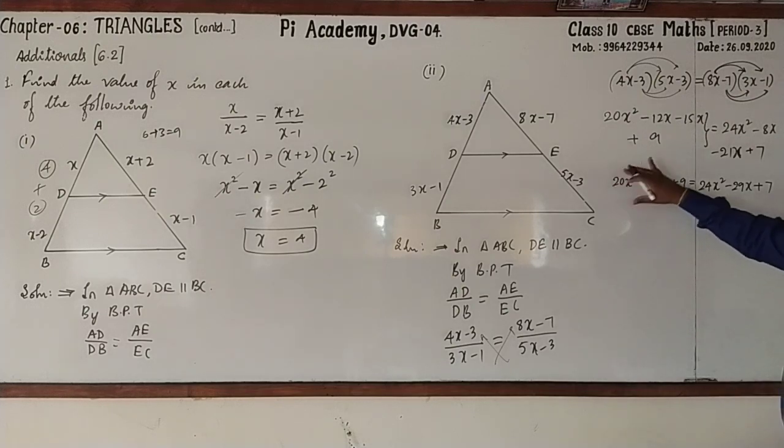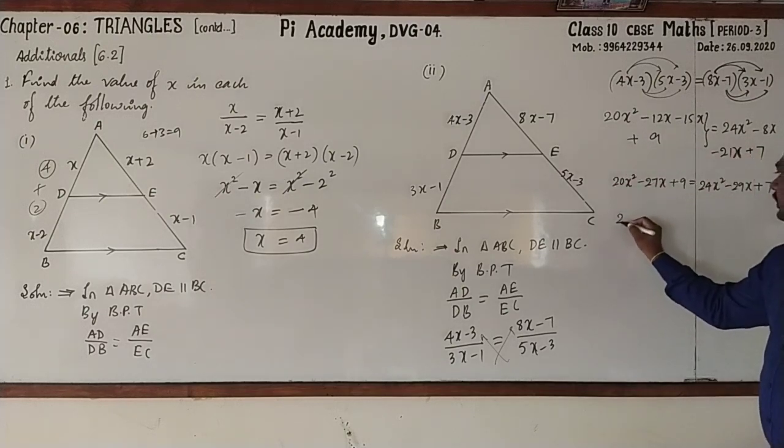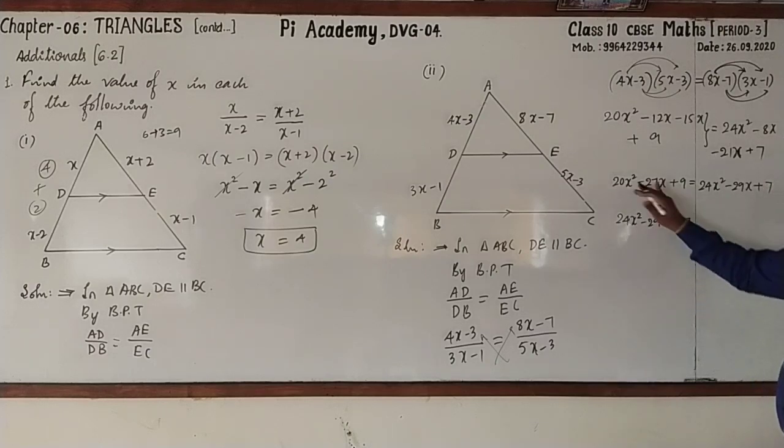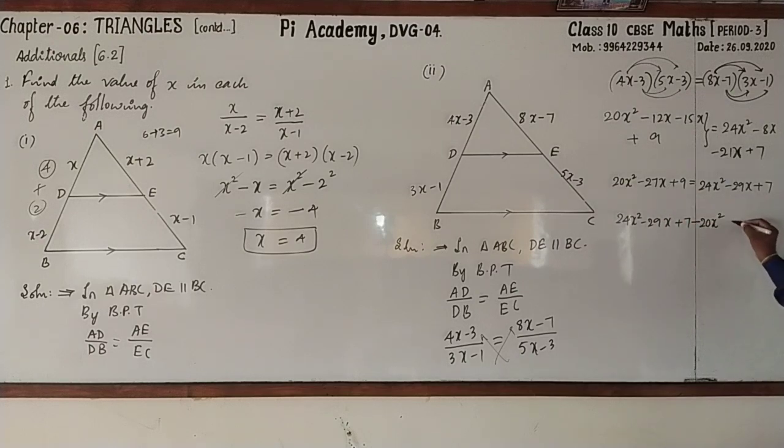Next, write all the terms on one side. Here I'll write 24x square minus 29x plus 7. Take all these terms to the right hand side. Plus 20x square becomes minus 20x square. Minus 27x becomes plus 27x. Then plus 9 becomes minus 9 equal to 0.